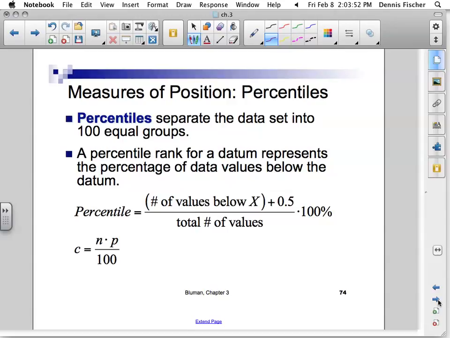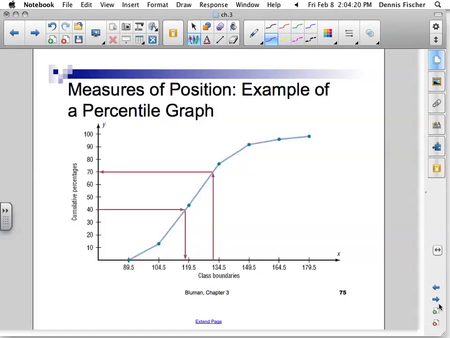If I have a set of data values, to figure out the percentile of that data value, what you do is you say, okay, the number of values below x, below the value you have, add 0.5 to it, and divide by the total number of values. Then times it by 100%. And we'll try both of these in a little bit.